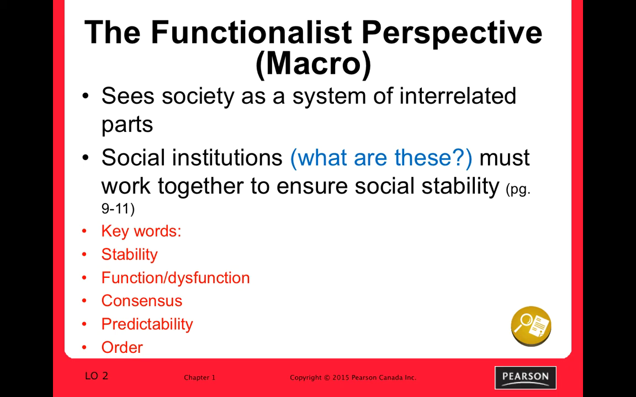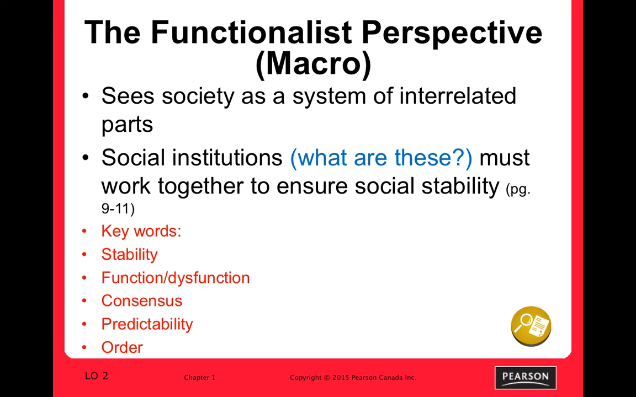Just like an organism where all the different parts have their certain jobs that they do, and if one is out of whack, the rest is going to get messed up too. That's how the functionalist perspective looks at society. It wants to know what's working and what's not working, and how we can really just maintain the most stability that we can. The functionalist perspective is always going to be looking at social institutions because of this.